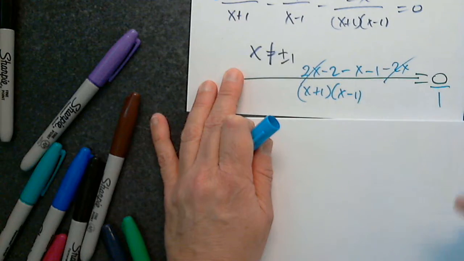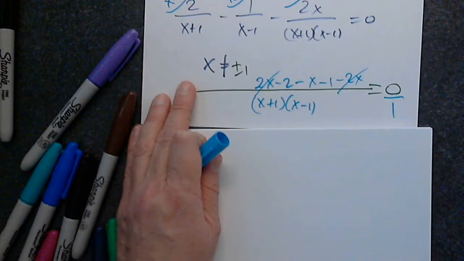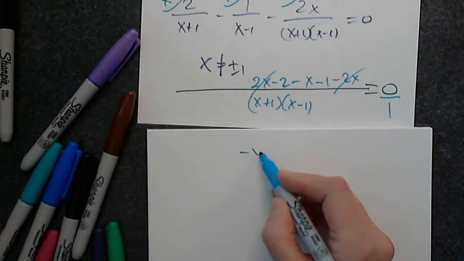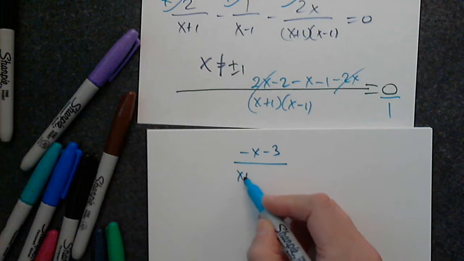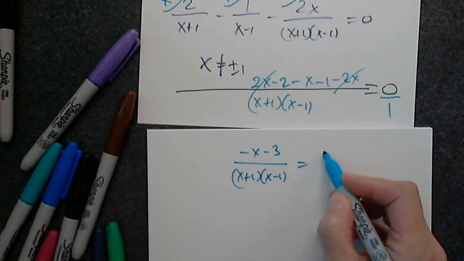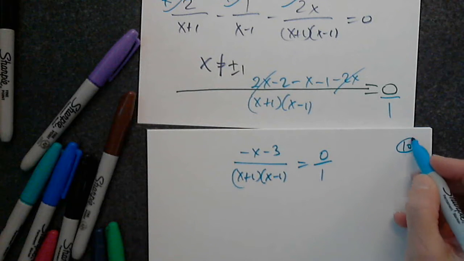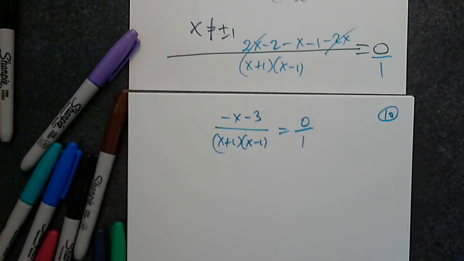The 2x with negative 2x go away. So what is left is negative x minus 3 over x plus 1, x minus 1 equals 0, or 0 over 1. It's up to you how you want to say it or write it.